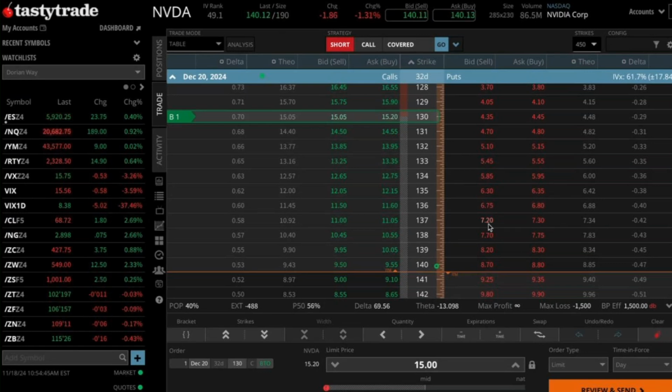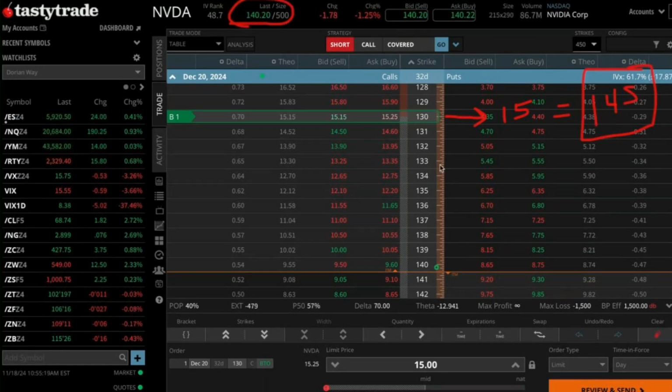Well, with the basis of options, you have to add the price that you paid to the strike that you purchased. So we paid $15, or 15 points, at the 130. If you add that to the 130, it's going to equal 145. So your break even is 145 at expiration. What is it trading at right now? It's trading at 140 right now.